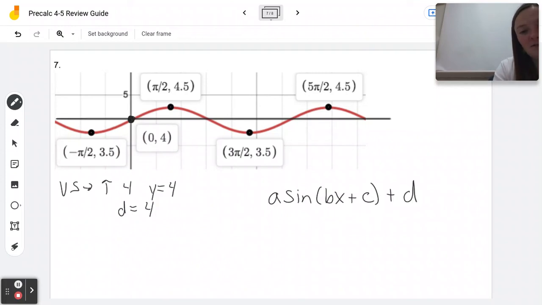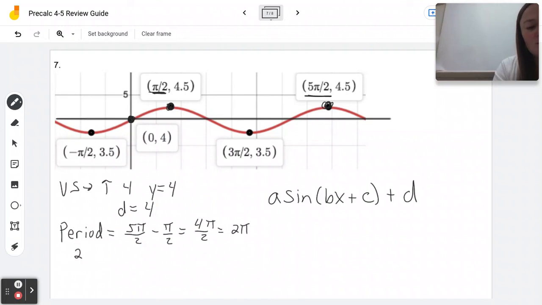Period is going to be the distance from a max to a max or a min to a min. So my distance from max to max goes from pi over 2 to 5 pi over 2, which sounds like 4 pi over 2, or we could just say 2 pi. Mathematically, we could really just say, what's the difference between 5 pi over 2, the end point, minus the start point, pi over 2, which is 4 pi over 2, which is 2 pi. So our period is 2 pi.